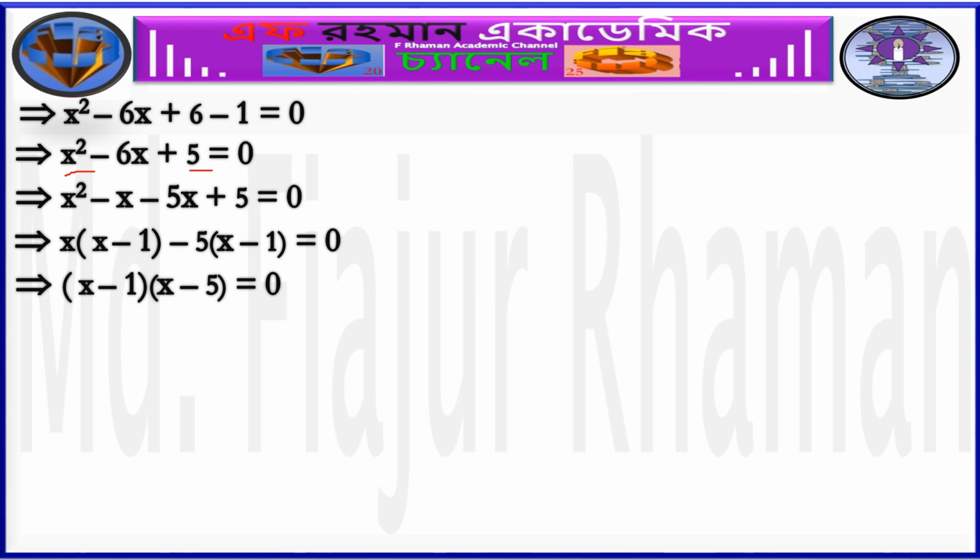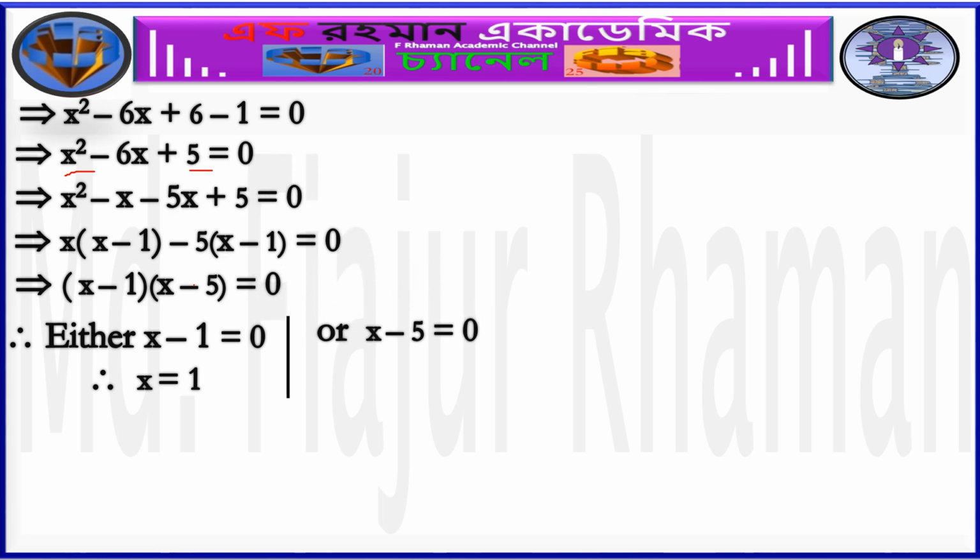Since the product of two factors is 0, therefore either x minus 1 is equal to 0, therefore x is equal to 1, or x minus 5 is equal to 0, therefore x is equal to 5. We should verify both the values of x with the original equation.